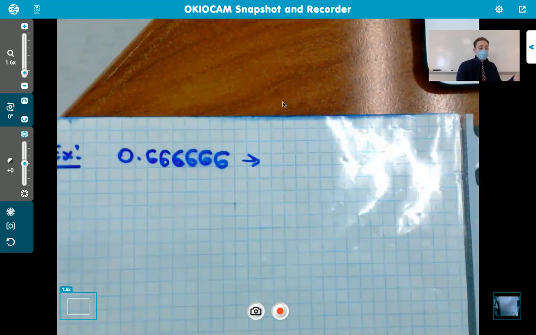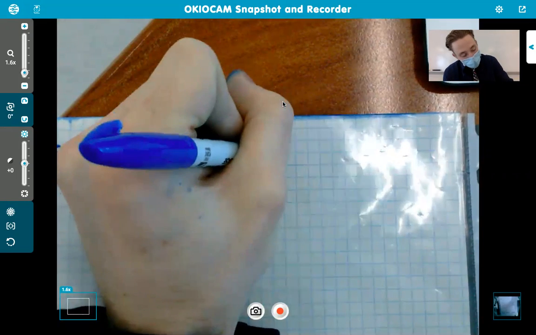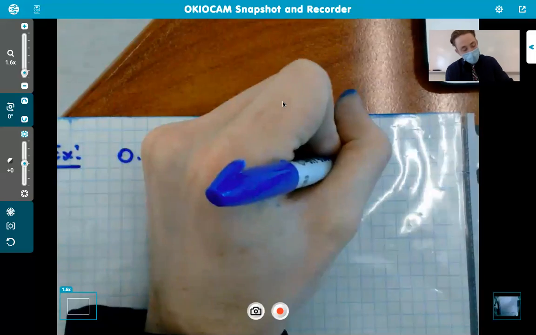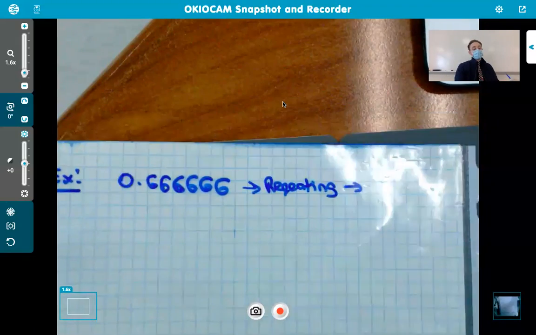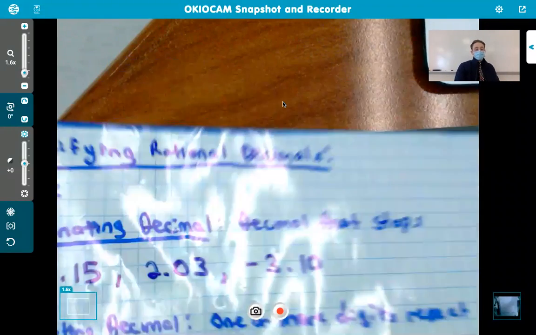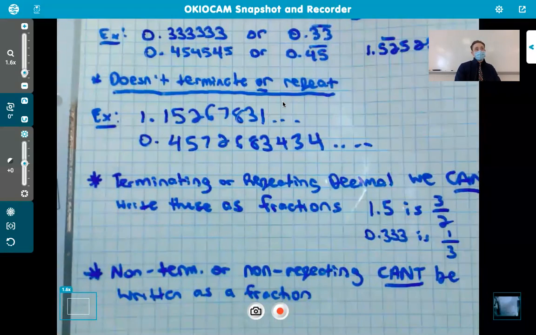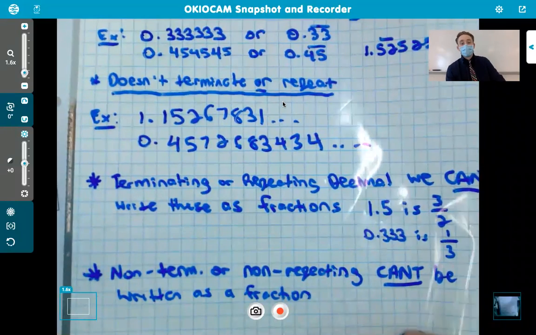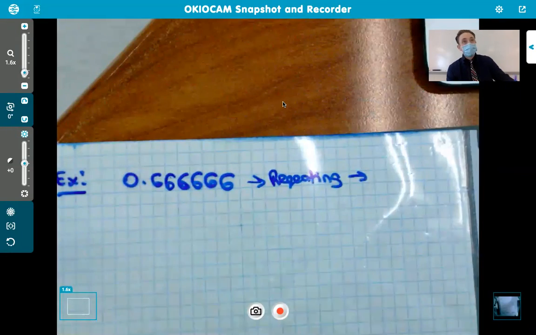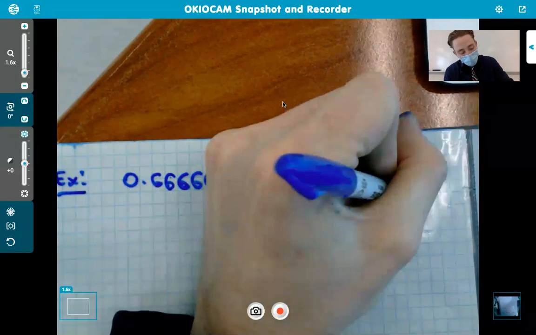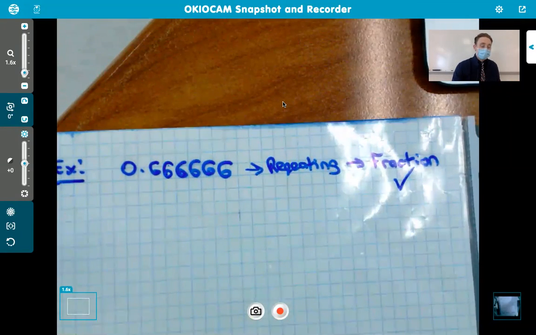Repeating. And if it's repeating, going back to what I wrote before, can I write it as a fraction or can I not write it as a fraction? You can. Good. So fraction, I'll put a little check mark next to that. That's going to work for me.